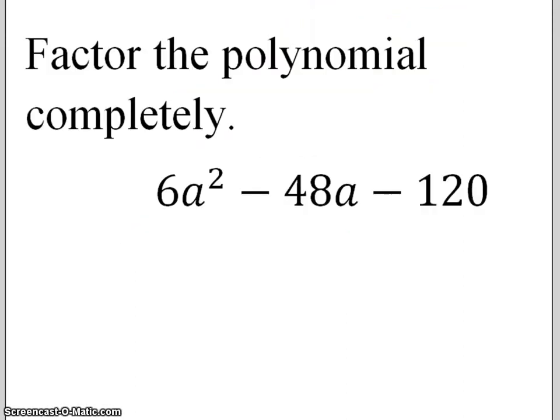Okay, let's look at another one here. Now, the first thing you want to do here is you actually want to factor out the greatest common factor of 6. So if we divide everything by 6, we'll get a squared, and then we'll get minus 8a, and then we'll get 120 divided by 6 is 20. So minus 20. 6 times 20 is 120. Yep.